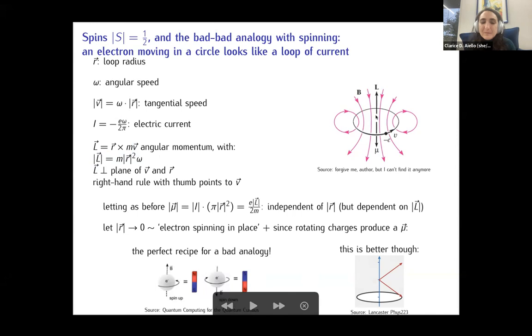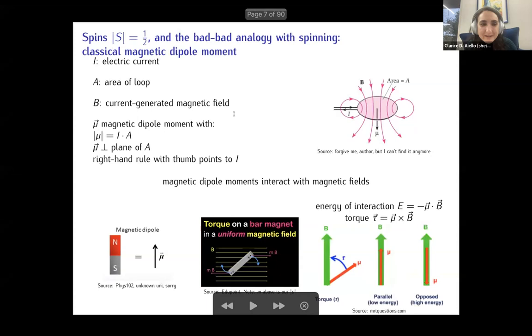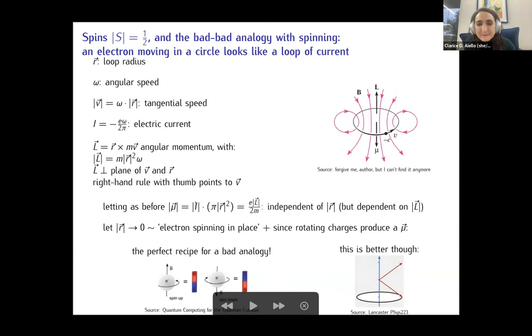Right? It turns out that if, as in the previous slide, we define a magnetic dipole moment given by I, the current, times the area, okay, if we do exactly as before, the current times the area that the electron is going through, we get that the magnetic moment looks like this. It's a multiple of the charge of the electron, it's divided by the mass of the electron, and it is a function of the magnitude of this angular momentum L.